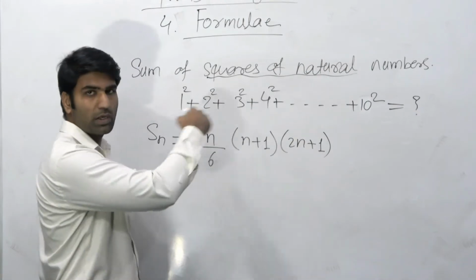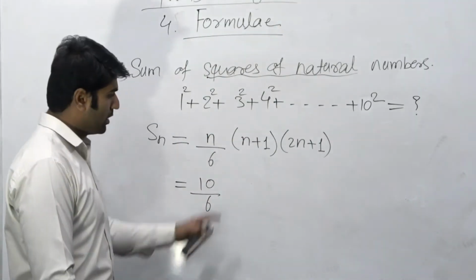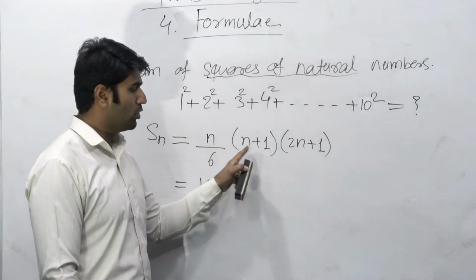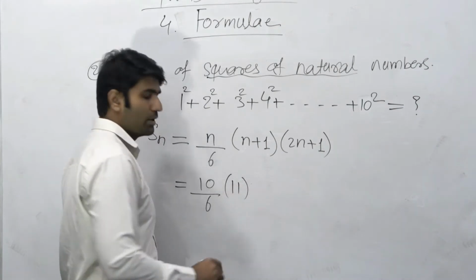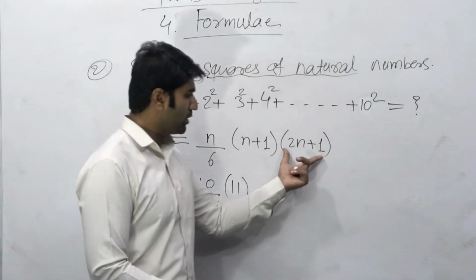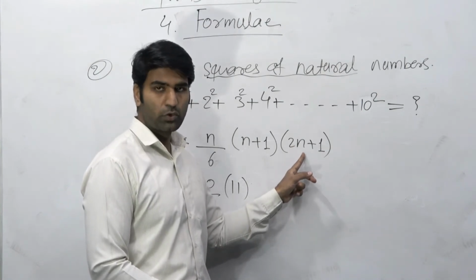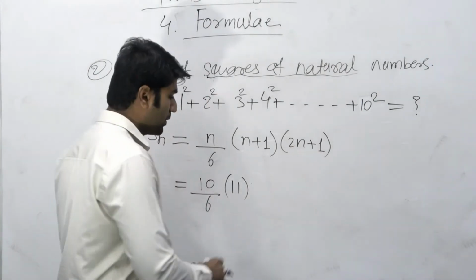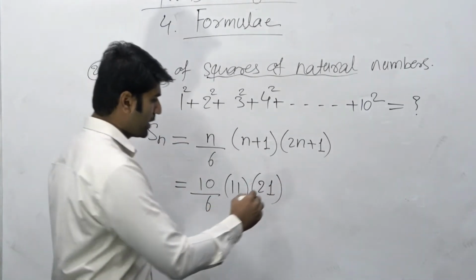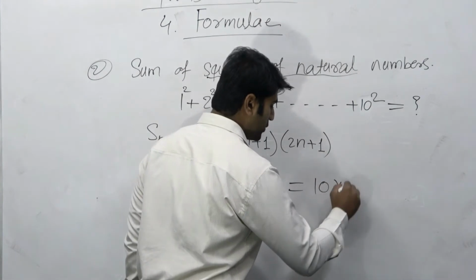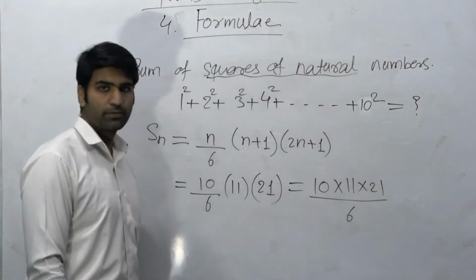N means total number, there are 10 numbers, therefore 10 upon 6. Then n plus 1, the value of n is 10, 10 plus 1, 11. So into first bracket there is 11, into second bracket 2 into n means 2 into 10, 20 plus 1, 21. Okay, so now there is multiplication, 10 into 11 into 21 upon 6.